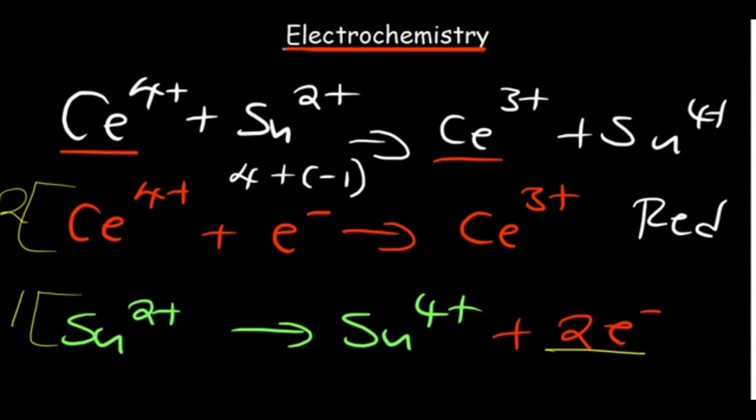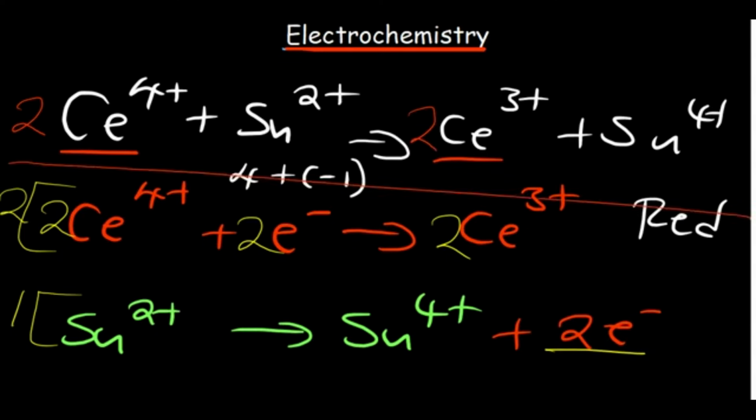I'm just getting these coefficients from the electrons. So we have 2 there, 2, 2, and then 1. Everything else in the second half reaction will not change. So basically, the balanced chemical equation is going to come out this way. We'll have a 2 there, and a 2 there. So you've balanced the redox reaction or the electrochemical reaction.